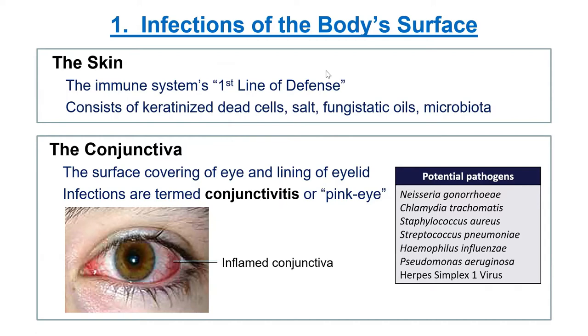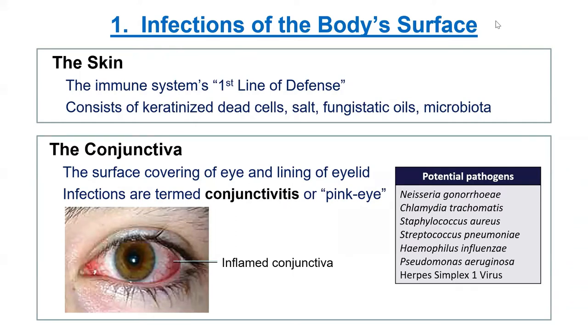The main thing that's preventing your eye from getting infected is that it's being washed with fluid and tears pretty much all the time. So if you get an infection there, it's called pink eye, is usually what we call it, or conjunctivitis. And it's caused by a whole smattering of opportunistic organisms.